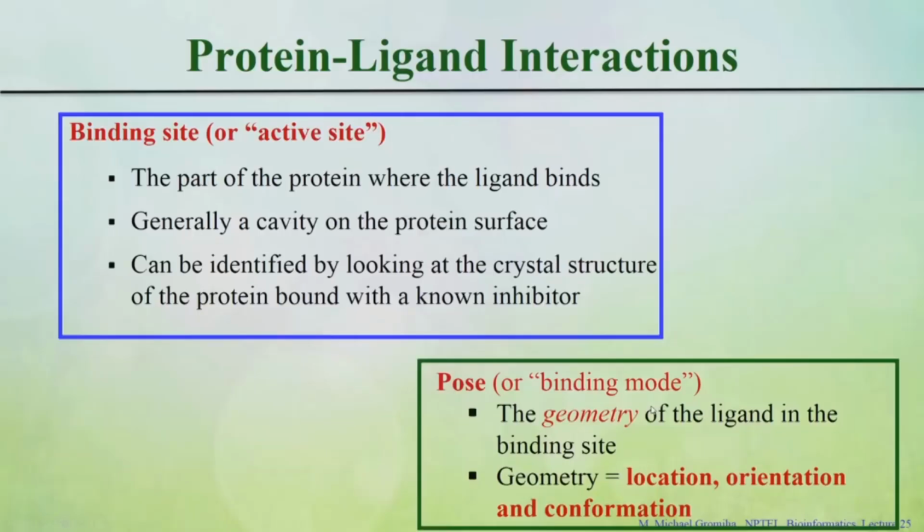So, what is the binding mode or the pose? This will give you the geometry of the ligand, right, in the binding site. Geometry is termed as location, orientation as well as the conformation, right. You can see both in the case of the protein site as well as the ligand site. On the ligand site also you can change the conformation and make various conformations, right.